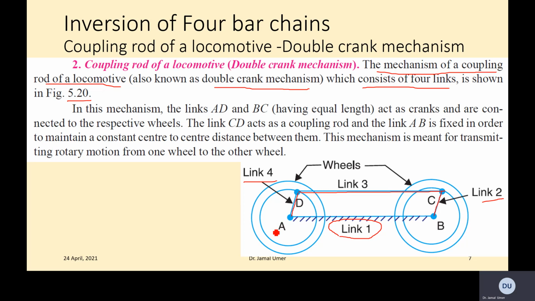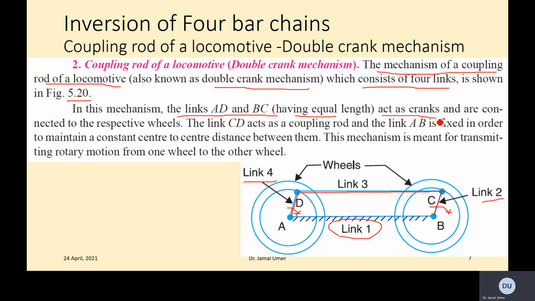So what is the purpose of this coupling rod for locomotive? So we are transferring the rotary motion from one wheel to another wheel, basically. That's what is basically the aim of this mechanism. So the wheels are connected through this rod, basically. So in this mechanism, the link AD and BC having equal length. So these are equal length, so both are cranks, act as a crank.